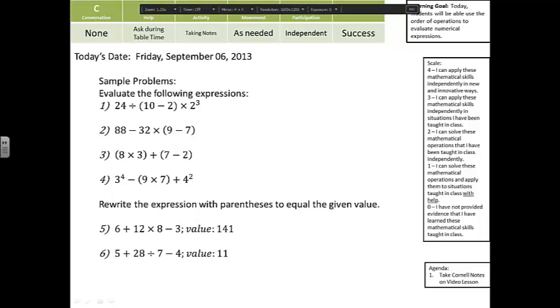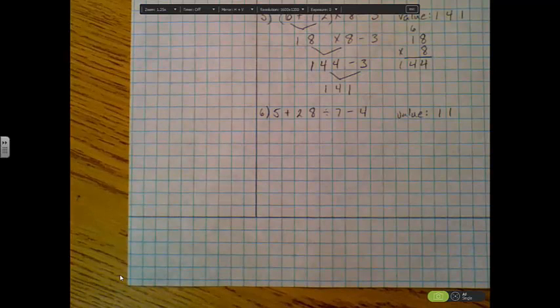And so let's do one more sample problem like that, and then we'll move on to our practice problems. This sample problem is 5 plus 28 divided by 7 minus 4. And we want the value of that expression to be 11, and so we're going to have to put parentheses in there to make that happen. Okay, so I have written the problem down again. 5 plus 28 divided by 7 minus 4. And now we need to put parentheses in there in order to help us solve that problem.